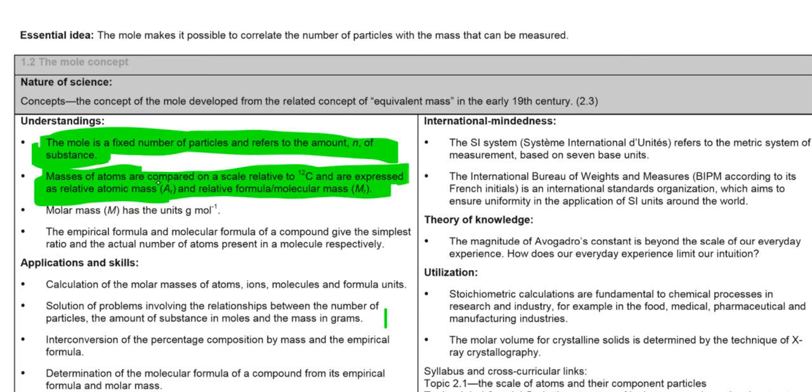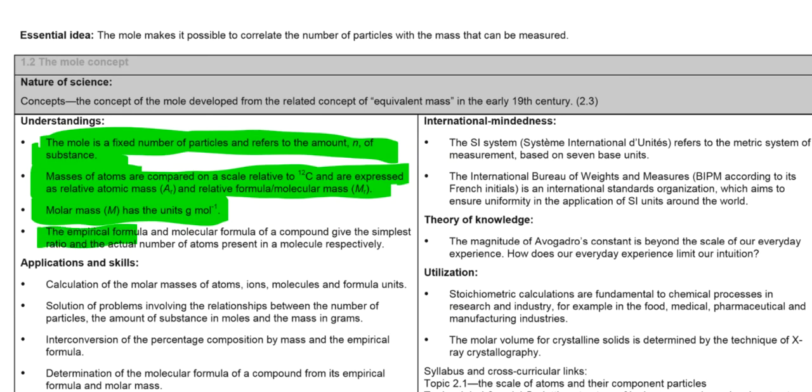Relative atomic mass is the mass of an atom in terms of atomic mass units. Molecular mass is the mass of a molecule. Molar mass has the units grams per mole. This is important because when you're doing calculations, these can cancel out.